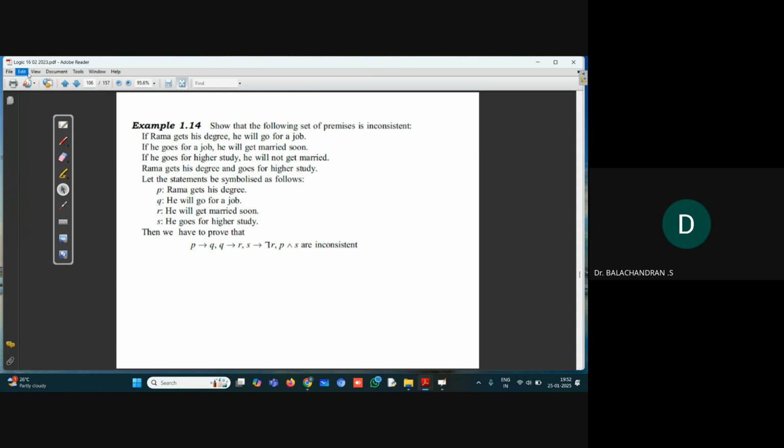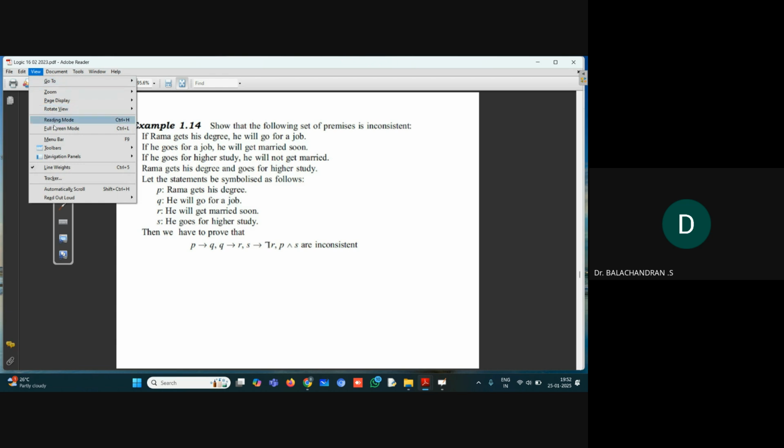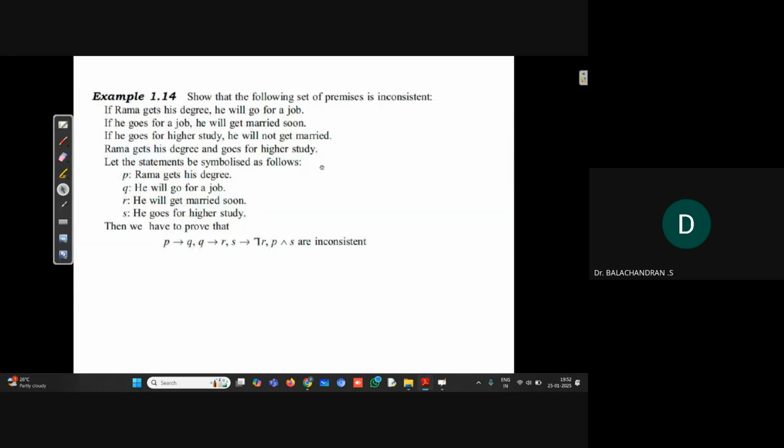So the next one. Show that the following set of premises is inconsistent. If Rama gets his degree, he will go for a job. If he goes for a job, he will get married soon. If he goes for higher study, he will not get married. Rama gets his degree and goes for higher study. So you should check it. It is inconsistent, which means you should finally show a contradiction.